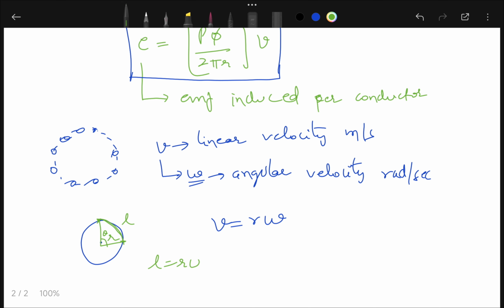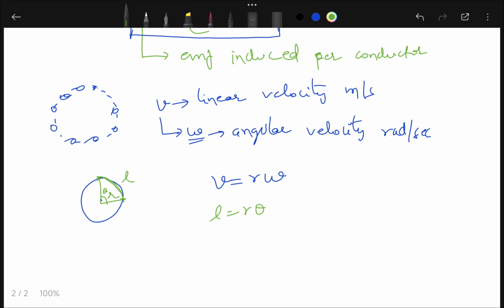So L is equal to R theta. This is the famous formula. From this I can write dl by d theta is equal to R. Once again, L is equal to R theta, I can write here from the basic geometry, length of the arc. So dl by dt, if I differentiate on both sides, R into d theta by dt.